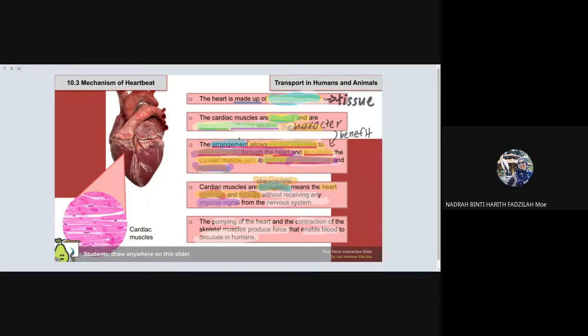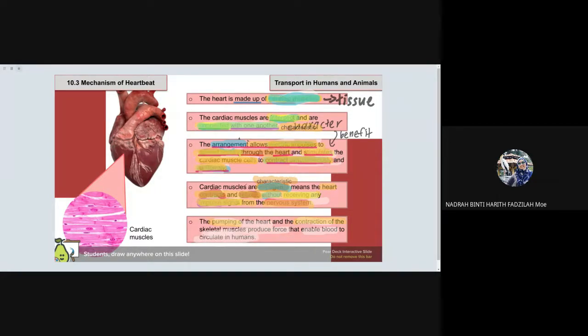Okay, so dia macam muscle kita yang lain, other muscles waited for the instruction from nervous system. Kalau nervous system hantar electrical impulse, baru muscle start contract, but not like cardiac muscle. So the pumping action of the heart together with the skeletal muscle, contraction of skeletal muscle, will produce force that enable blood to circulate in humans.